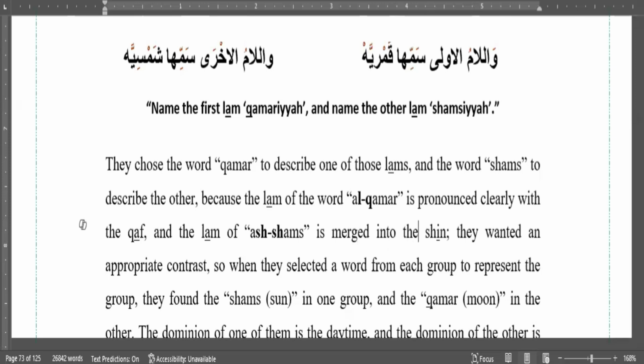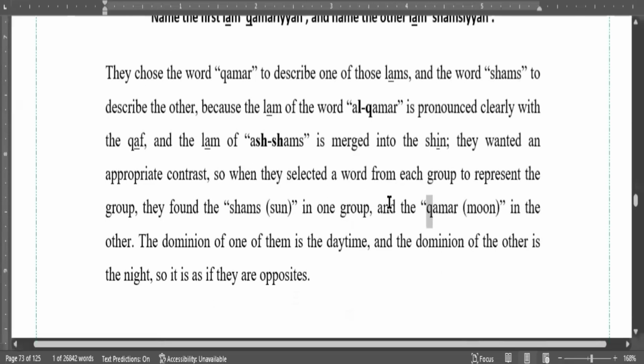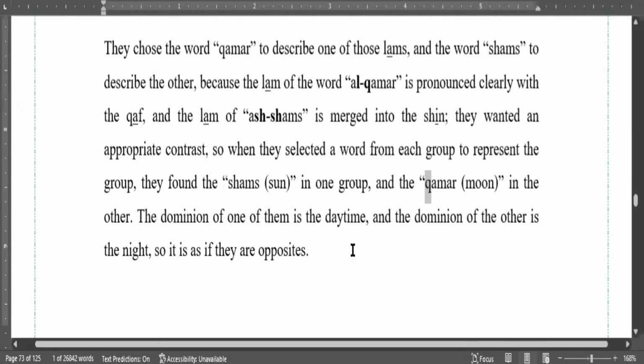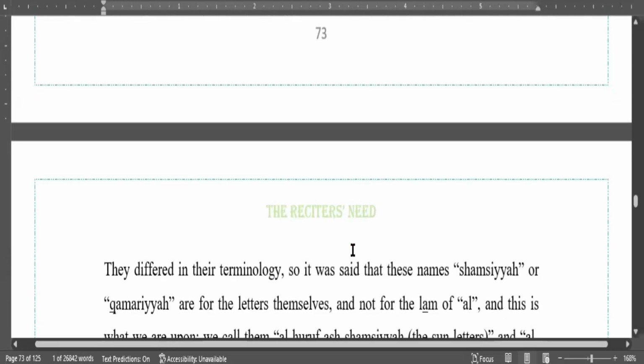But as we are right now discussing, the author Al-Jazariyyah, he didn't name the letters Shamsiyah and Qamariyah, he named the lam Shamsiyah or Qamariyah. Okay. They wanted an appropriate contrast, so when they selected a word from each group to represent the group, they found the Shams, the sun, in one group, and the Qamar, the moon, in the other. The dominion of one of them is the daytime, and the dominion of the other is the night. So it is as if they are opposites.